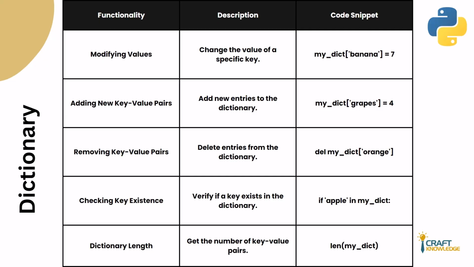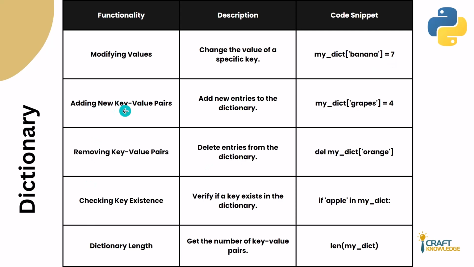Okay, so we have talked about lists so far. Let's talk about dictionary now. What are the functionalities that we have available for the dictionary? So here we can modify the values that are available in the dictionary, and we had done that previously as well, if you remember, right? So for example, if we have a dictionary called my_dict, and the key is banana, we don't know what was the previous value, but the new value of banana would be 7 from now onwards.